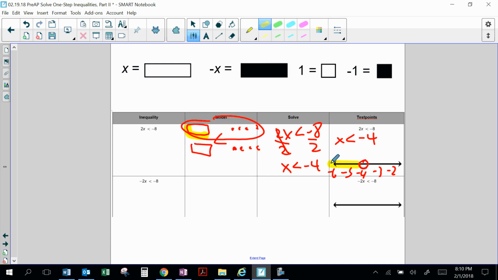These. Let's use a test point to make sure we did it correctly. Negative 5. 2 times negative 5 is negative 10. Less than negative 8. That is true.